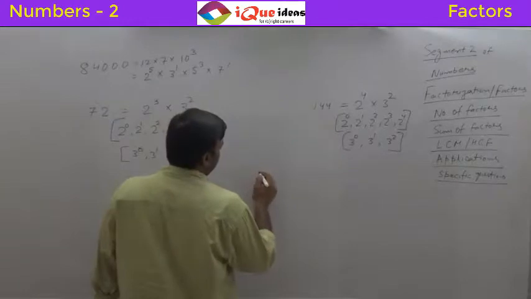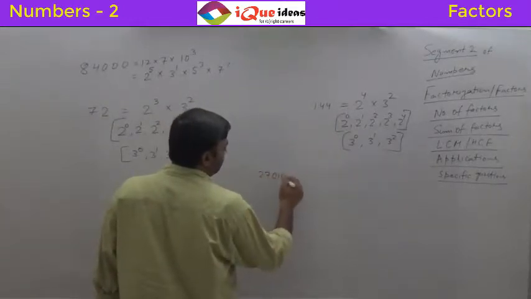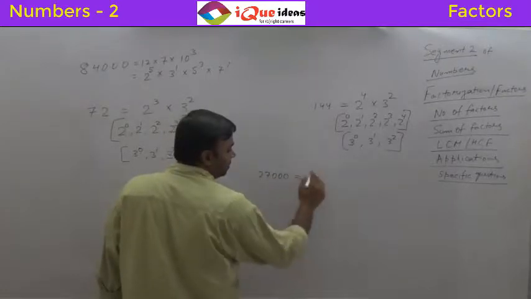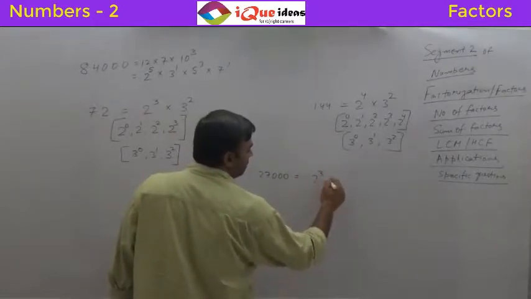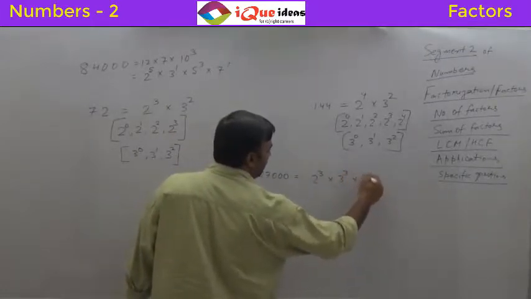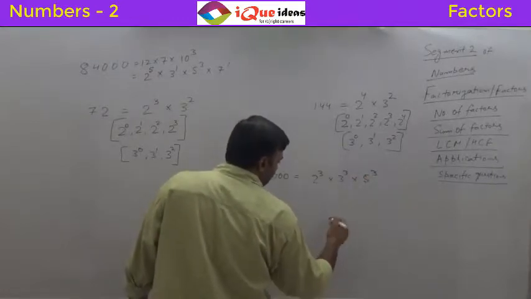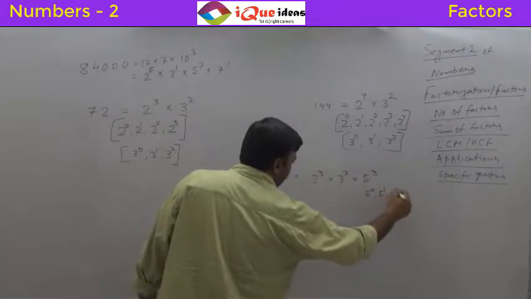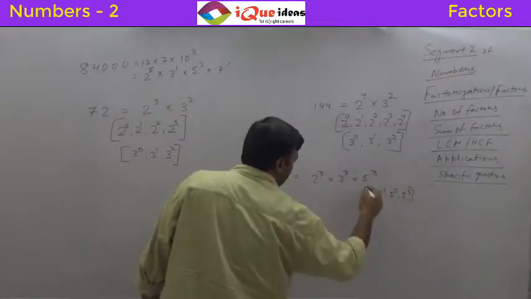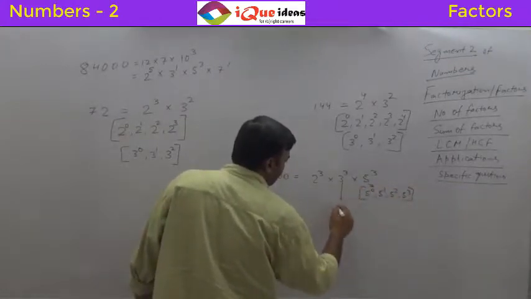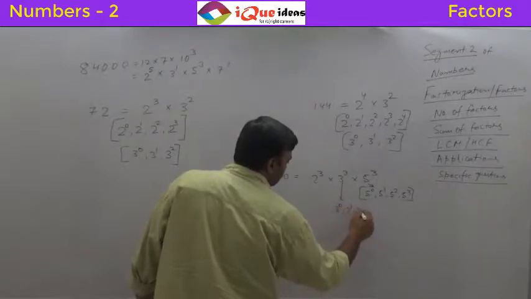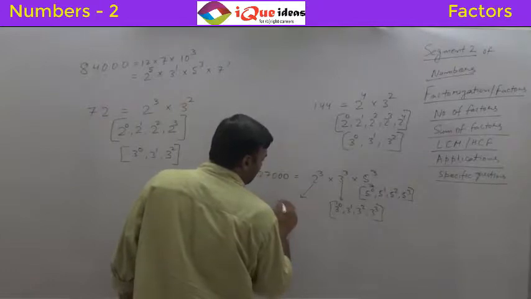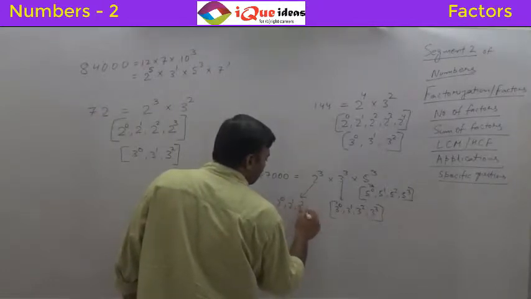Alright? If it is 27,000, that is 3 into 3 into 3, 10 into 10 into 10. So 30 cube. So it is 2 cube into 3 cube into 5 cube. So the powers of 5 that are useful are 5 to the power 0, 5 to the power 1, 5 to the power 2, 5 to the power 3. Similarly, the powers of 3 which can be used, 3 to the power 0, 3 to the power 1, 3 to the power 2, 3 to the power 3. The powers of 2 which can be used, 2 to the power 0, 2 to the power 1, 2 to the power 2, 2 to the power 3.